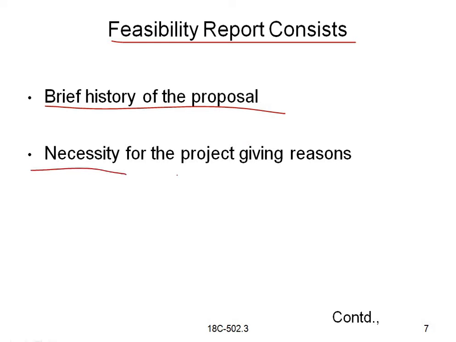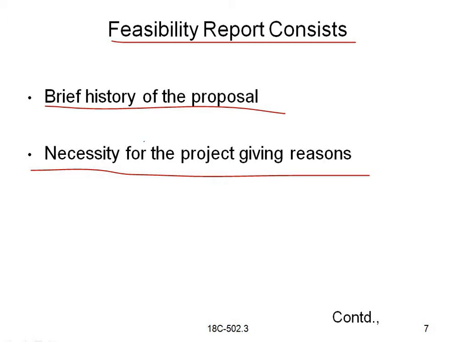And next, necessity for the project giving reasons. So why? Suppose you see one example, if in any villages, cities or towns we need some project, just like railway stations or bus stands. So why are railway stations or bus stands required? Because of the transport facility, so that people can travel from one place to another. So whether that project is important or not, it is important. Just like that, we have to show the use of the necessity for the project, giving the reasons. The reasons should be mentioned in the feasibility report.